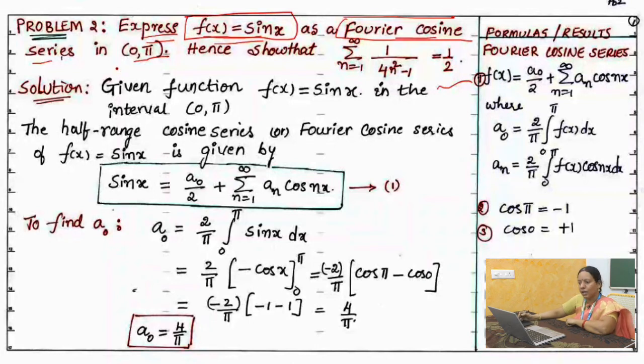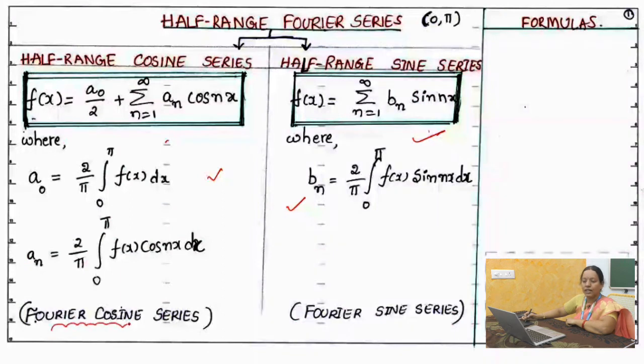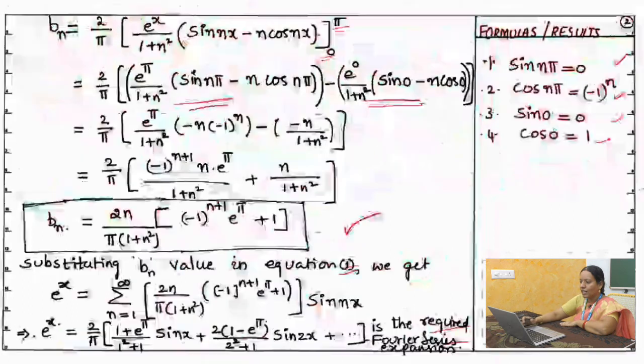The alternate name of half range cosine series is Fourier cosine series. If they ask you to calculate Fourier cosine series, you have to take the formula of half-range cosine. Similarly, if they ask you to find out Fourier sine series, you have to take down the formula for half-range sine series. Now, which formula you have to select? Half-range cosine series, the first formula.